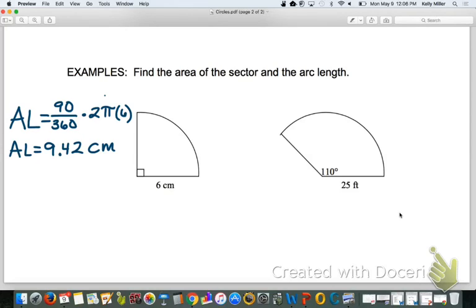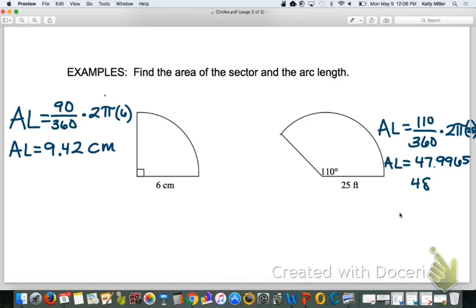Let's go over here. What's my central angle? 110. So 110 divided by 360 times 2 times pi. My radius is 25. Type it in your calculator: 110 divided by 360 times 2 times pi times 25. Let's make sure we're all getting the same answer. Yeah, so I'm getting 47.9965, which I would round to 48.0 feet.